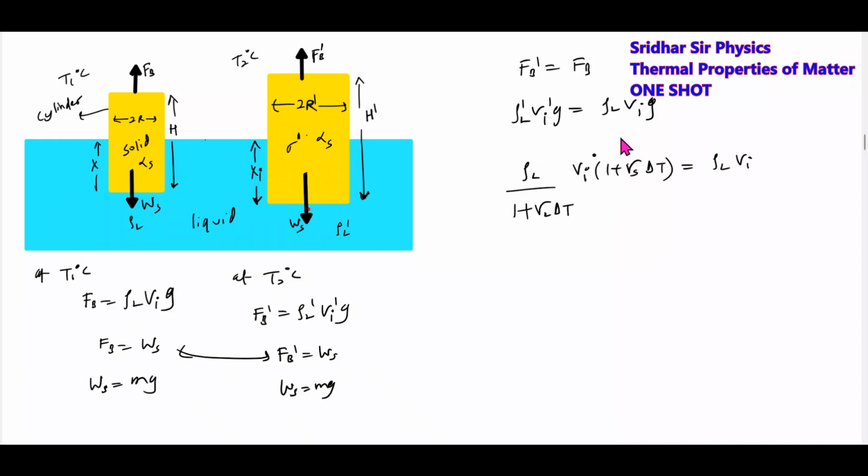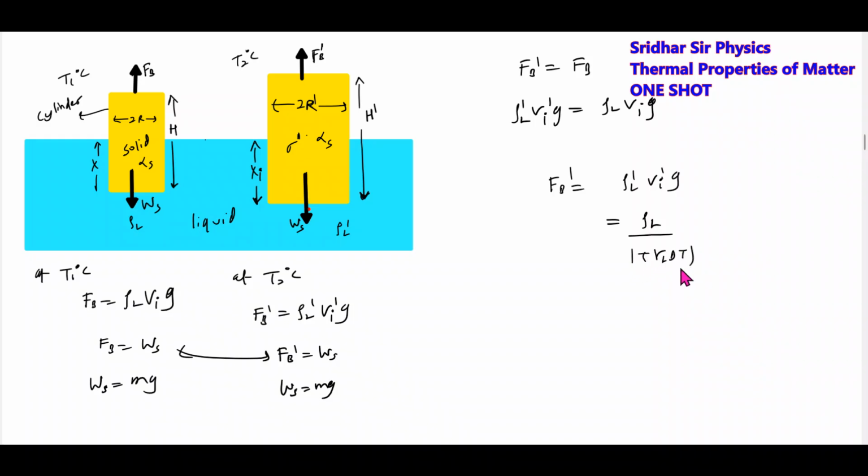There's one basic condition. Okay, we'll do one thing. This may not be needed. So the new buoyant force we will calculate. Fb dash equals rho L dash Vi dash G. What is rho L dash equal to? Rho L into 1 plus gamma L delta T. What about Vi dash? The buoyant force has to remain the same. Then this will become 1 plus gamma S delta T into G. So this is a basic condition.